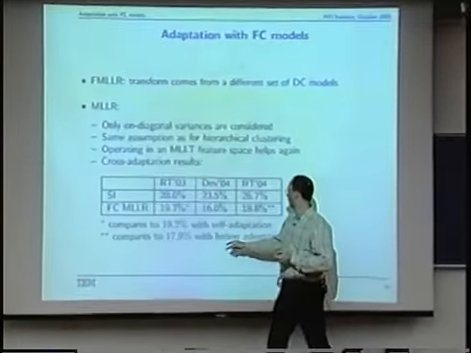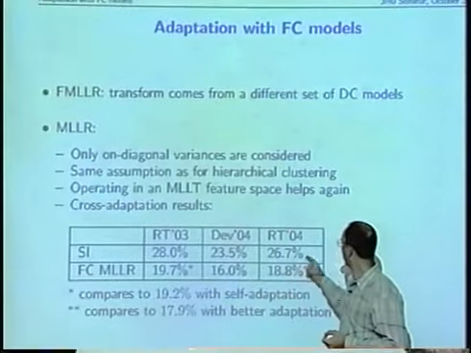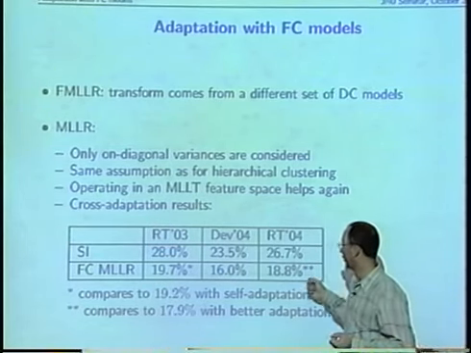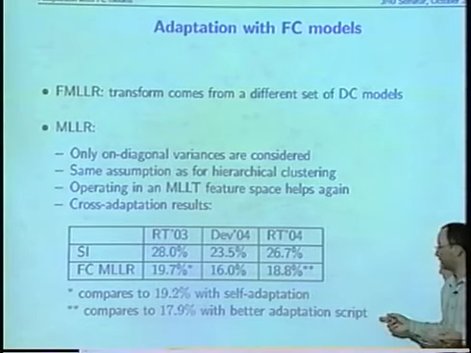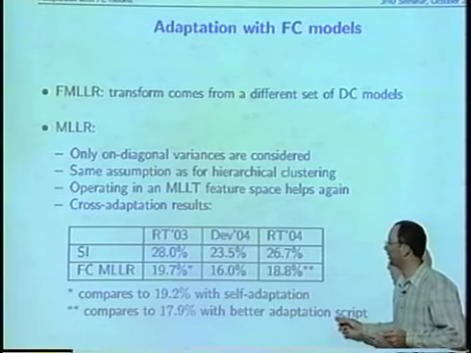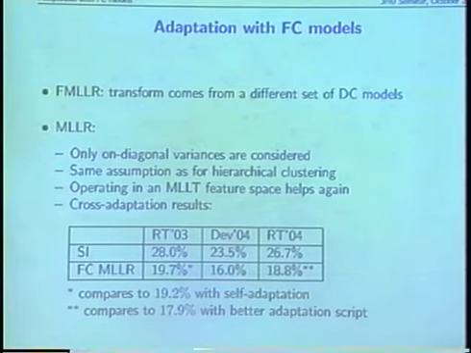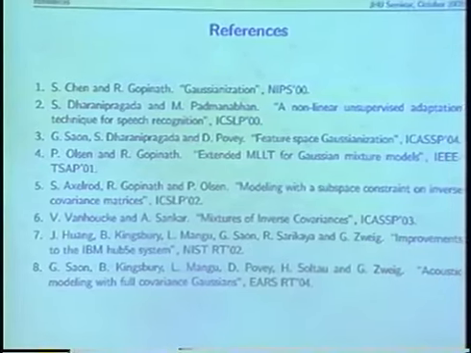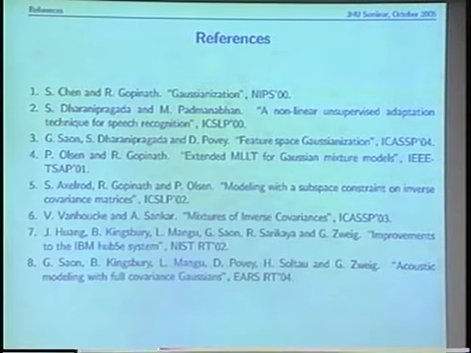And here, if you use the SI system is, again, almost 1% absolute loss compared to using a much better system to provide the adaptation script. And I will finish with this, and the only slide is a list of references for people on these various techniques. So thank you for your attention.